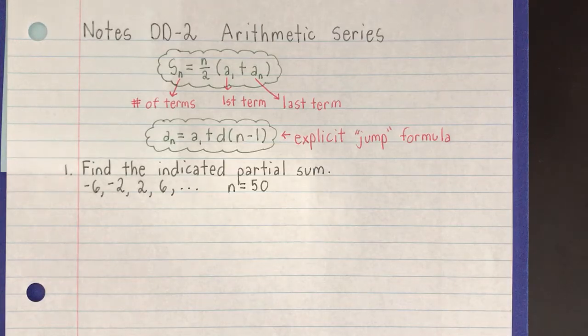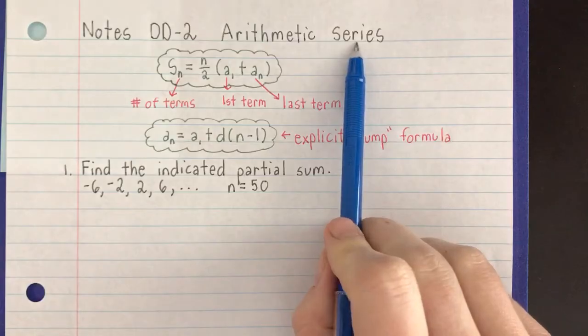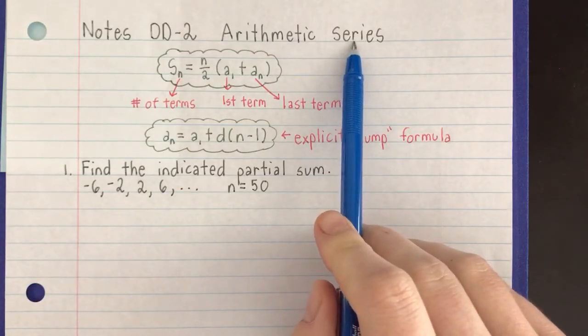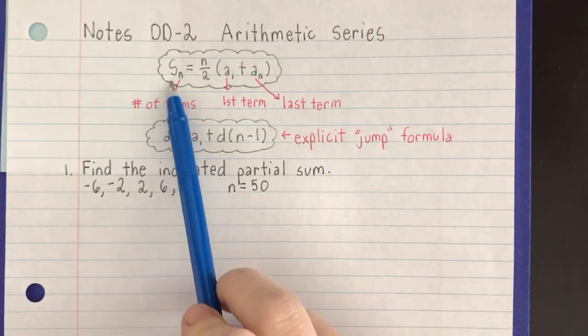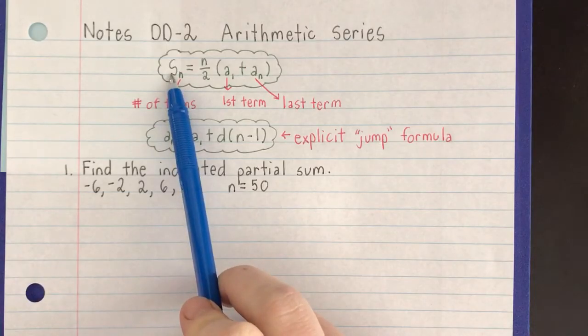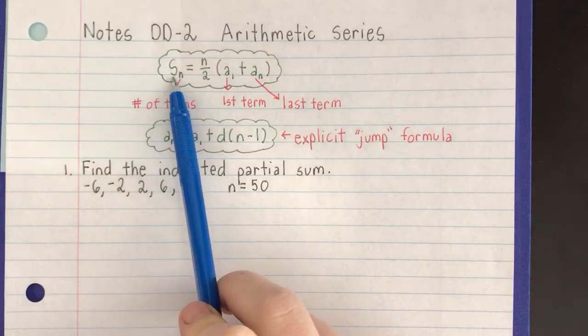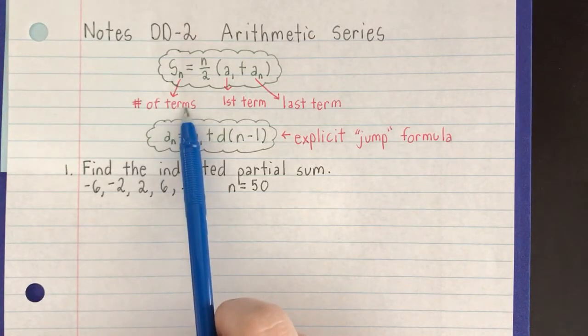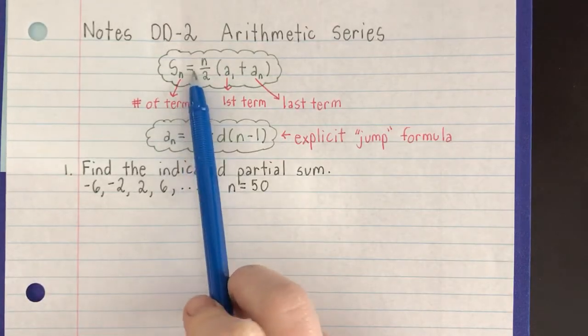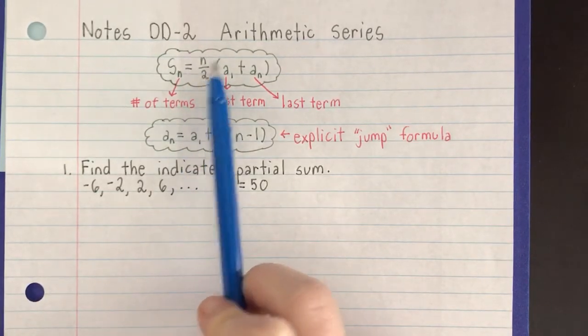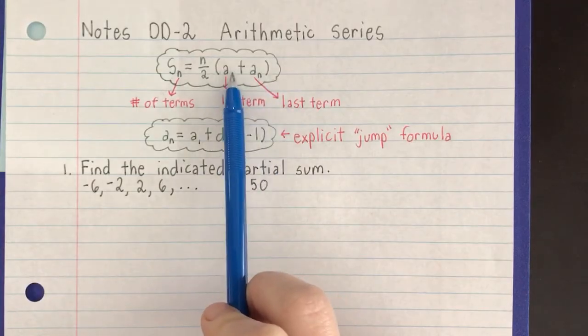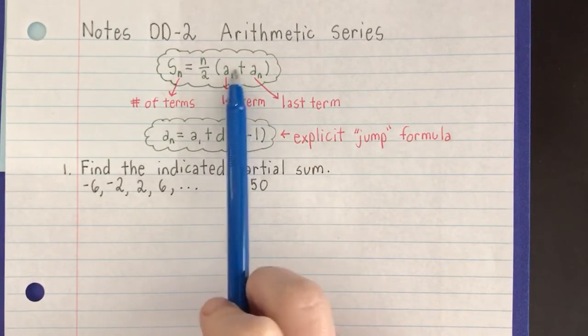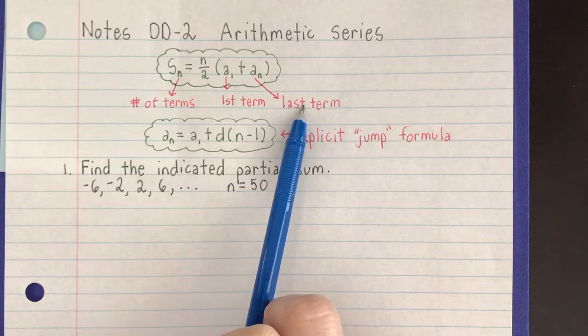Today we're looking at notes DD-2 Arithmetic Series. So remember that a series is the sum of a sequence. So we have this formula here for the sum of an arithmetic sequence, or in other words, your arithmetic series formula. S sub n, where n represents the number of terms, equals n divided by 2 times the quantity a sub 1, meaning that first term, plus a sub n, meaning the last term.